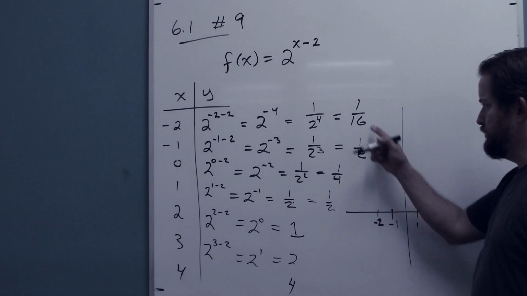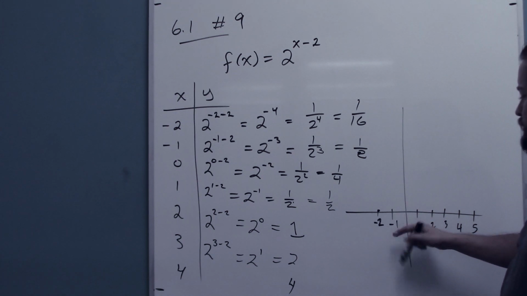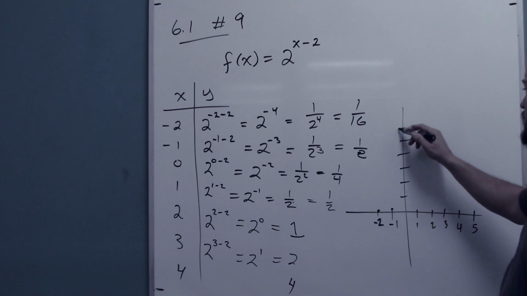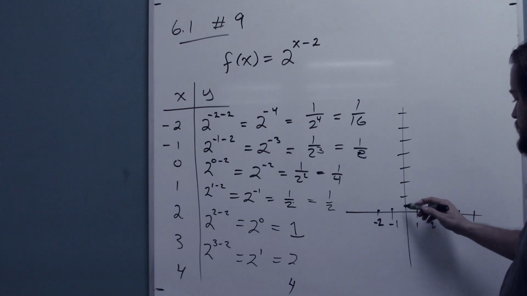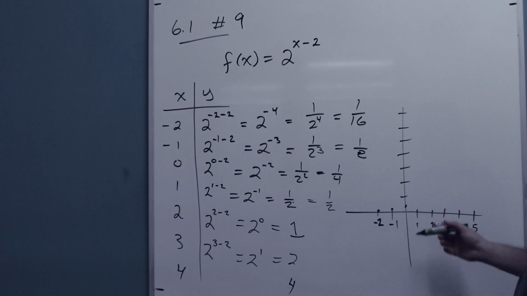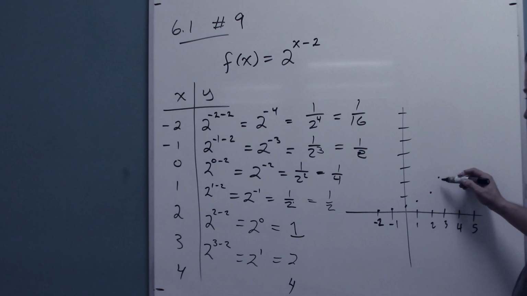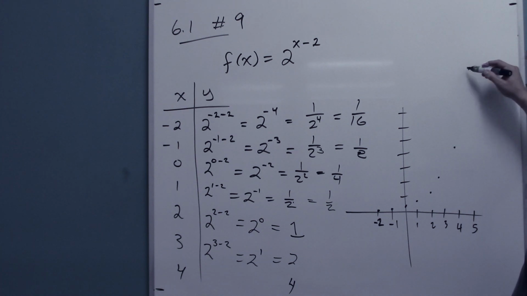If I'm at -2, I'm so small I might as well be on the line, but I'm not. If I'm at -1, I'm again very close to it. At 0, I'm at 1/4, so I'm still pretty low. 1, I'm at 1/2, so I'm getting there. 2, I'm going to be at 1. 3, I'm going to be at 2. And then 4, I'm going to be at 4. And then 5, I'll be at 8, and I see that jump.